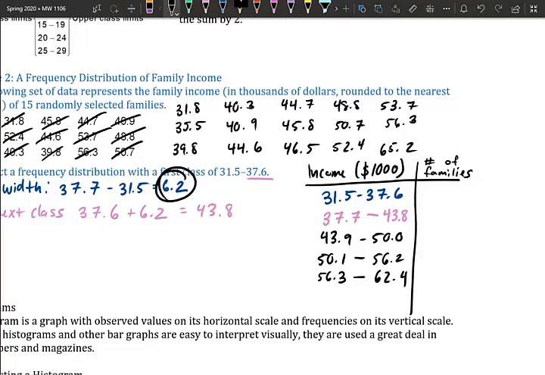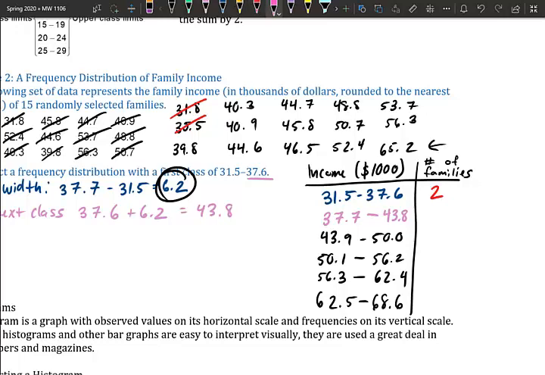I have to keep going until I can fit in the last number. So I have to do it one more time. So the next number up is 62.5. And 62.4 plus 6.2 is 68.6. So now we list how many numbers fall in between each of those ranges. So 31.5 to 37.6, that's 2 of them. So 2 families answered that much money.